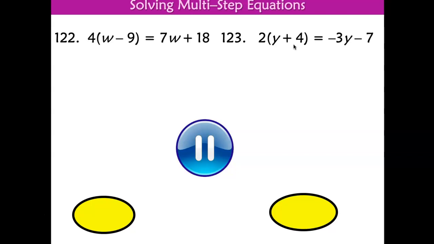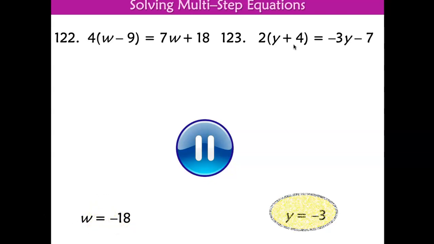Okay, welcome back. The answer is w is equal to negative 18. And for number 3, it's y equals negative 3. We're almost at the end.